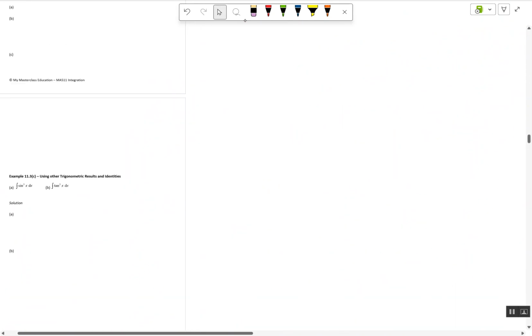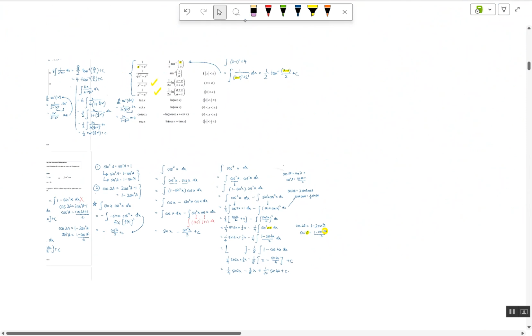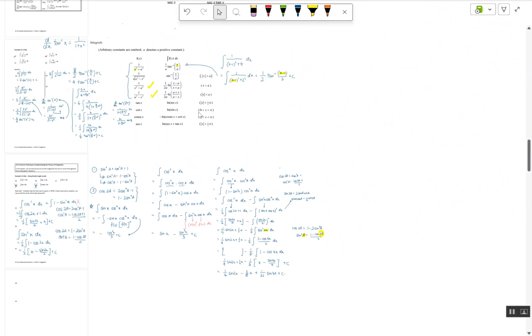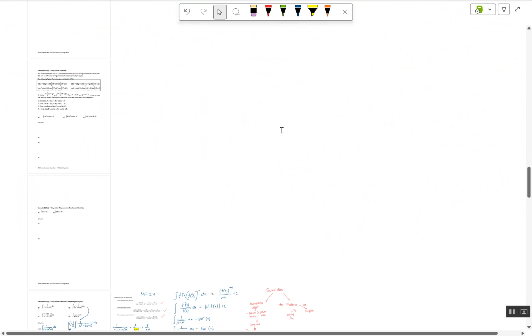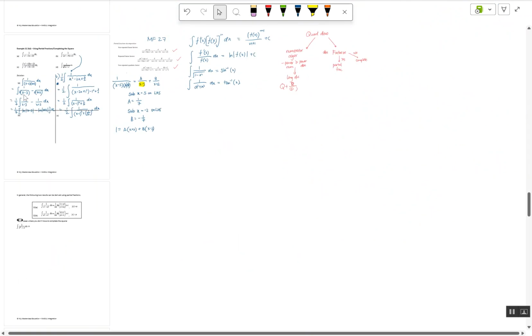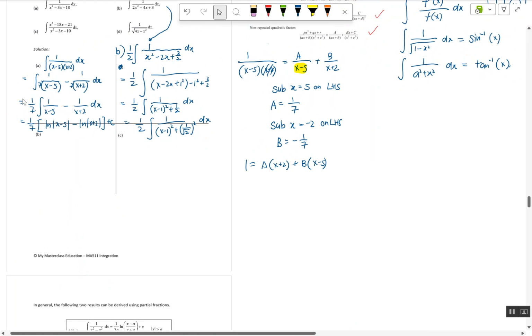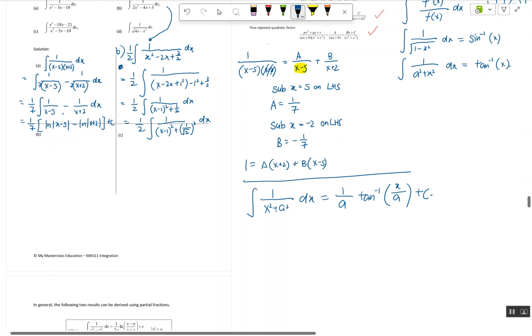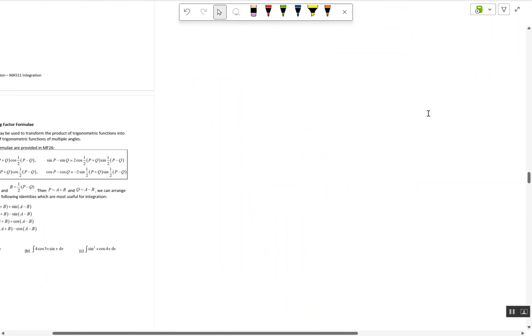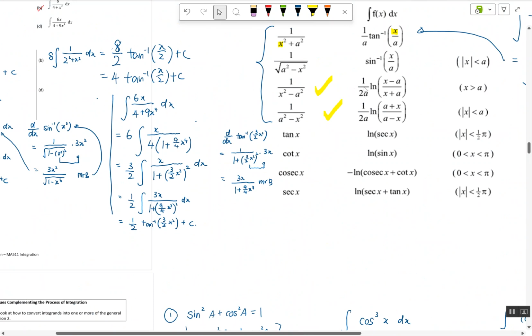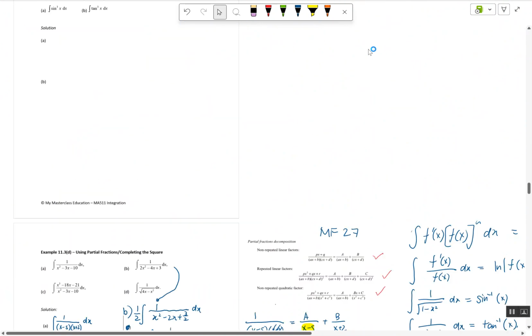Okay, I'm just going to bring my formula sheet down here. The formula sheet says that if you integrate 1 over x squared plus a squared, this equals 1 over a inverse tangent x over a plus c. Let me just check whether I wrote it down correctly. I can't be sure whether it is 1 over a or 1 over 2a. It is 1 over a. Okay, 1 over 2a is for ln.